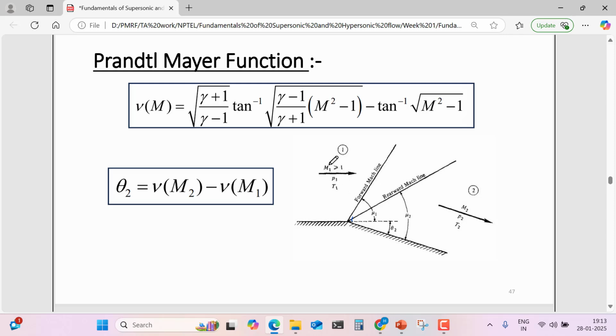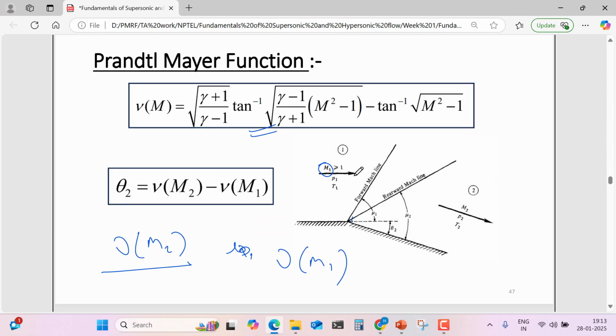So first, using the Mach number m1, we find mu1, or using Mach number m1, we find nu m1. Then using theta 2 and this relation, we find nu m2. Then using this relation for nu m2, we find m2. And this equation can only be solved numerically.